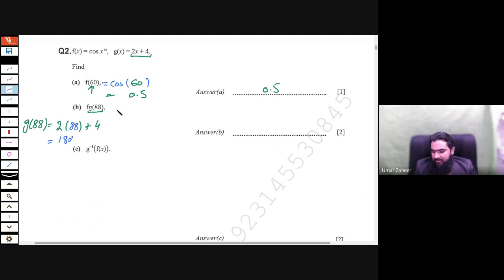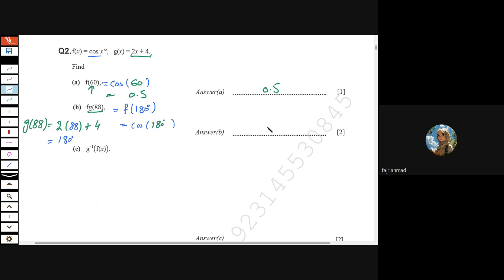180 degrees. Now substitute the value here, f as it is. Substitute the value of g of 88, that is 180 degrees. Now we have to apply our f function. The f function is cos of x. So cos x, and at the x, we have to substitute 180. And cos 180 degrees is equal to -1.